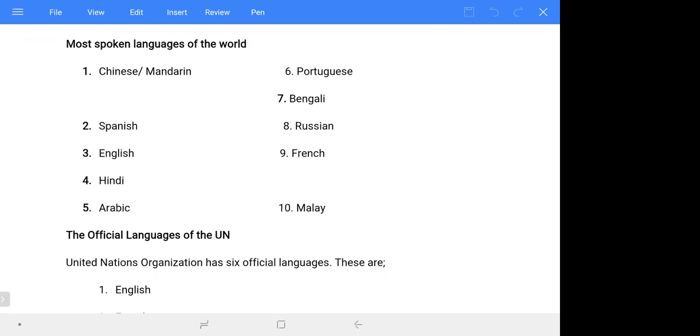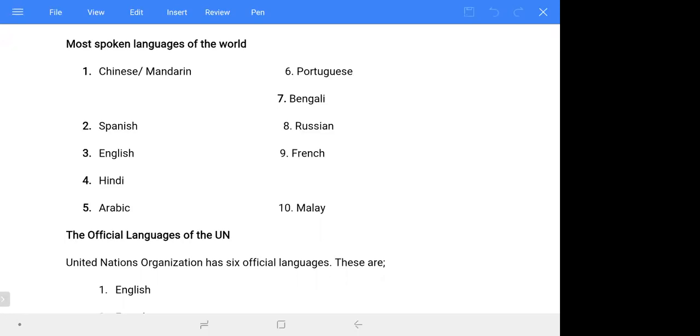And the second is Spanish. Spanish speakers are located in Europe and also in Latin America, yes? Most Latinos speak Spanish, and also some countries of Europe have this language. And the third is Hindi. Then Arabic is the 5th. Then Portuguese is the 6th.